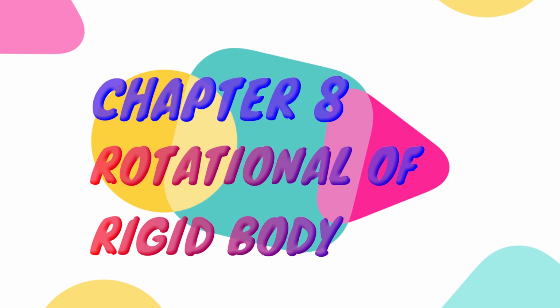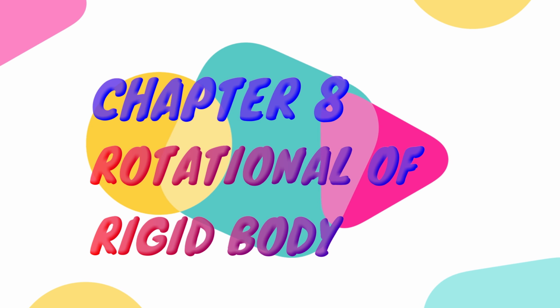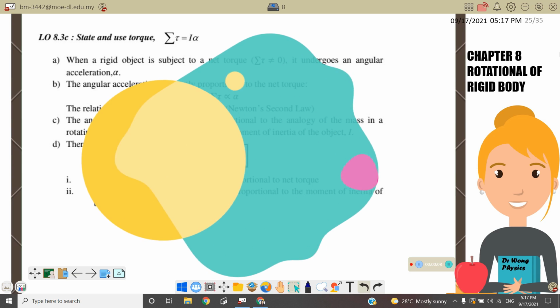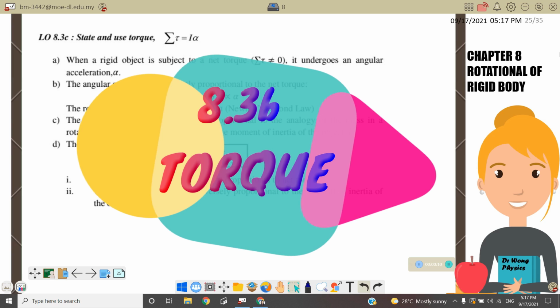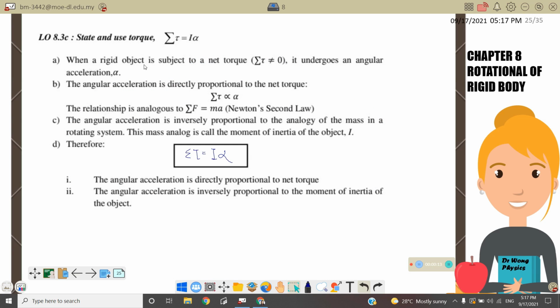Today we are going to discuss Chapter A, Rotational of Rigid Body. So in this video, we are going to learn torque. When a rigid body is subject to the net torque, where torque is not equal to 0, it undergoes an angular acceleration. The angular acceleration is directly proportional to the net torque, where the relationship is actually analogous to Newton's second law, where F equals ma.